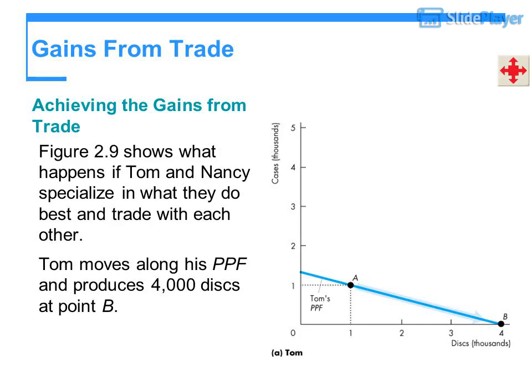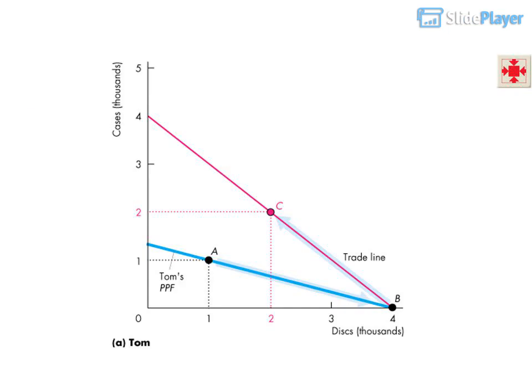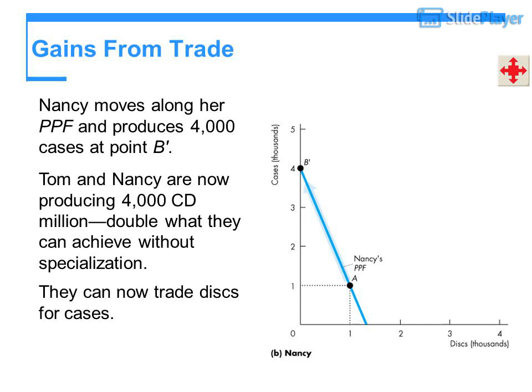Gains from trade. Achieving the gains from trade. Figure 2.9 shows what happens if Tom and Nancy specialize in what they do best and trade with each other. Tom moves along his PPF and produces 4,000 discs at point B. Nancy moves along her PPF and produces 4,000 cases at point B. Tom and Nancy are now producing 4,000 of each, double what they can achieve without specialization. They can now trade discs for cases.